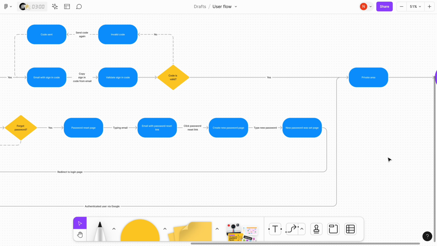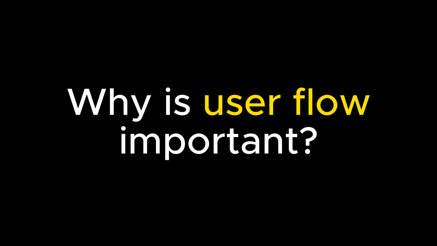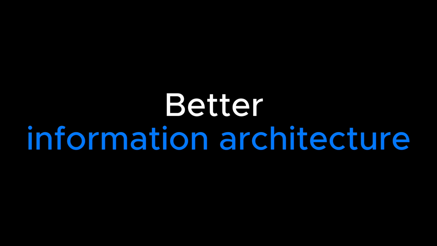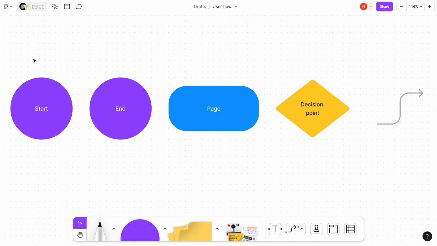What is a user flow? A user flow is a diagram that shows the path a user will take through your app or website to achieve a particular goal. It outlines a series of steps and interactions a user goes through from initial entry point to the final point. A user flow will give you a clear understanding of what pages you need to design and why. It will help everyone understand the logic behind your design and ultimately leads to better information architecture of your product. Now let's talk about how to design a user flow.